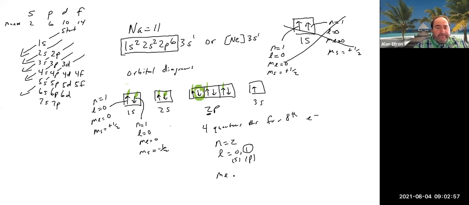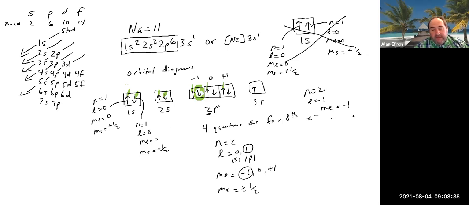And our m sub L could then go from -1 to 0 to +1. Remember that it goes in order, so that's -1, this would be 0, this would be +1. We can see that the electron is in the -1 position. And our m sub s can be plus or minus a half. In this case, the electron is going downward, which indicates that it is minus a half. So for that 8th electron, n would be 2, L would be 1, m sub L would be -1, and m sub s would be -1/2. Any questions on that particular case?